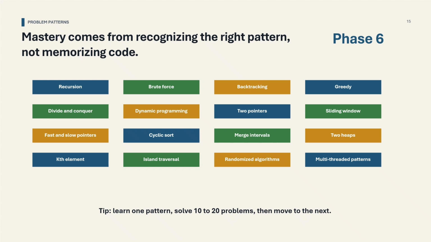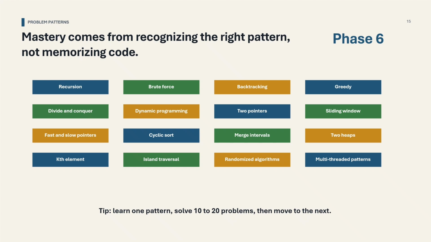And next, fast and slow pointers are used mainly in linked list and cycle detection. Next, cyclic sort is useful when numbers are in a specific range, usually 1 to n. And then merge intervals is used when working with overlapping intervals. And next, two heaps are used when you need to track median or balance two groups of numbers. Next, kth element pattern is used to find kth largest or kth smallest elements.